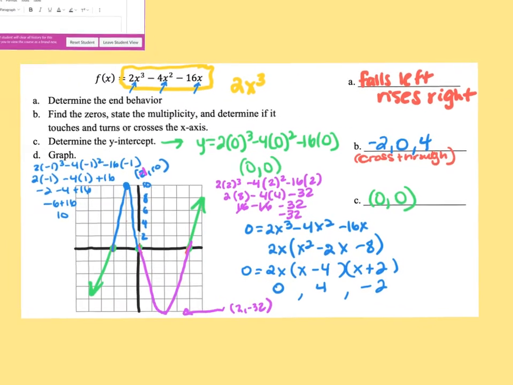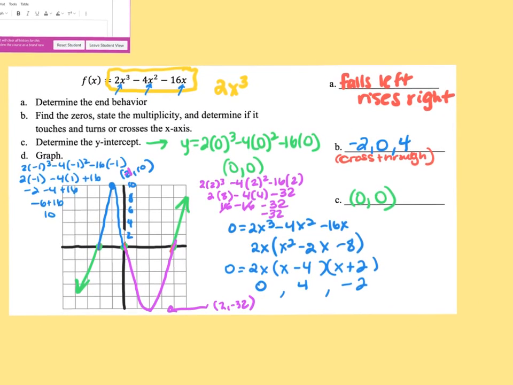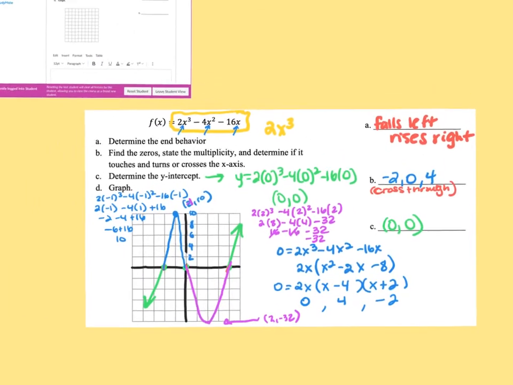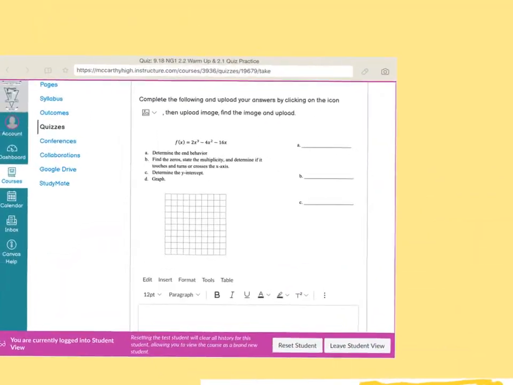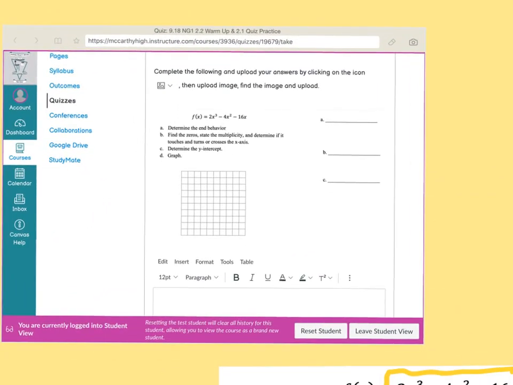Now I'm going to screenshot my answer because this is a picture upload question. This is what you're doing in class on Monday, not the review over the weekend, okay? I should probably switch these questions, but just so you can get an idea. Then I'm going to go back to my quiz.